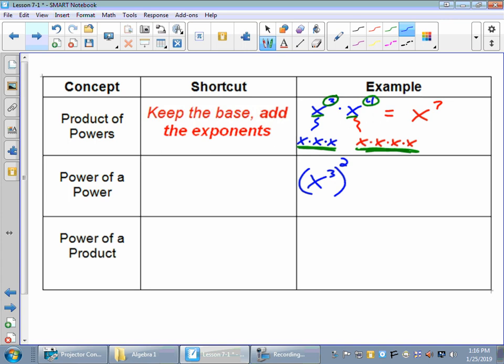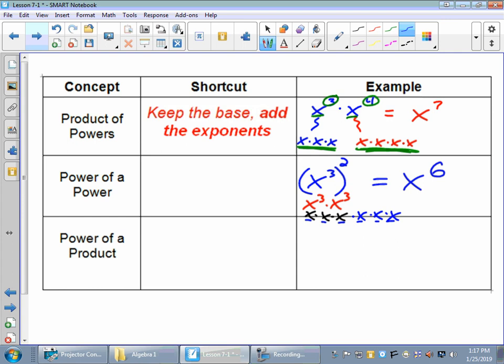So x cubed times x cubed. Or basically, it would be x times x times x. Let's rewrite that, because what this is saying is x cubed times x cubed, right? Because it's squared. So really what we're looking at is x times x times x, and then another x times x times x. So altogether we would have x to the 6th power, because there are 6 of them: 1, 2, 3, 4, 5, 6. So altogether we have x to the 6th power.